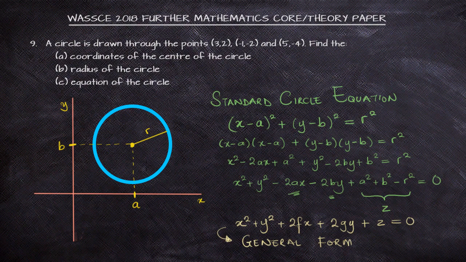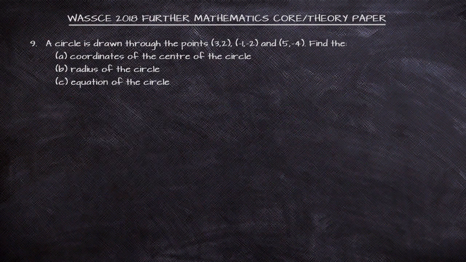Now, having this understanding, we'll be able to go ahead with our questions and see what format will be most suitable for us, and we can answer our question from the WAEC Further Mathematics 2018 theory paper. So now, in this question, we are given that there are 3 points that the circle was drawn through, but if we note the general form of the circle equation that we just highlighted not too long ago, we can say x squared plus y squared plus 2fx plus 2gy plus z is equal to 0.